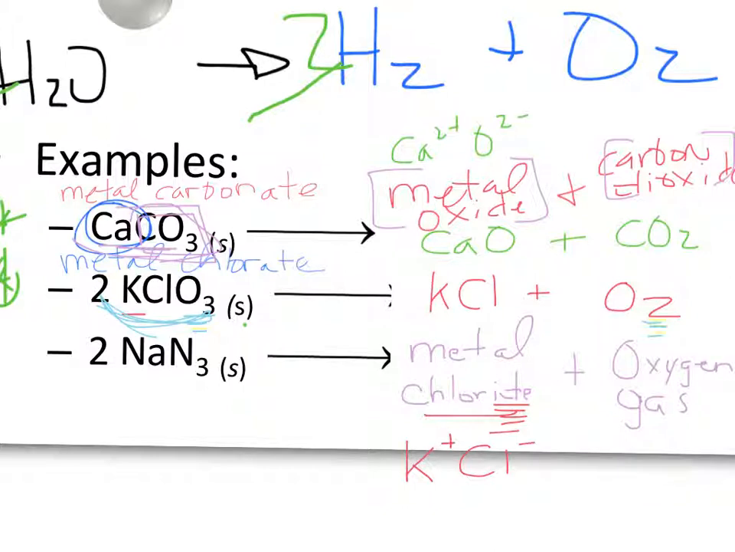So if you have a 3, give it a 2. If you have a 2, give it a 3, and that makes 6. And then you have the 2 potassiums and 2 chlorines that you also have to balance, okay? And so again, this other one, this sodium nitrite, is also going to be decomposition, but I'm just going to kind of move on from this.